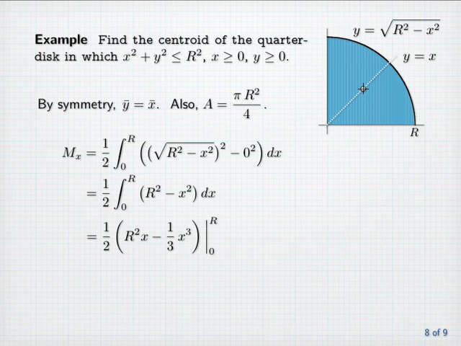The value at r is 1/2 of r cubed minus 1/3 r cubed. The value at 0 is 0. So we have 1/2 of 2/3 r cubed, which is 1/3 r cubed.